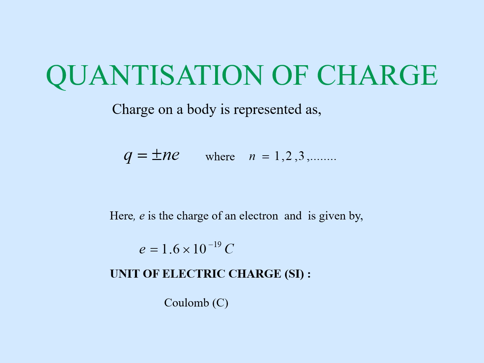Now let us come to the idea of quantization of charge. Charge on a body is always represented in terms of some integral multiple of the electronic charge, represented by small e. So if we denote charge on a body by small q, then it is always written as q equals plus minus n into e, where n is an integer and e is the charge on an electron, which is equal to 1.6 into 10 to the power minus 19 Coulomb. And the unit of electric charge in the SI system is Coulomb.